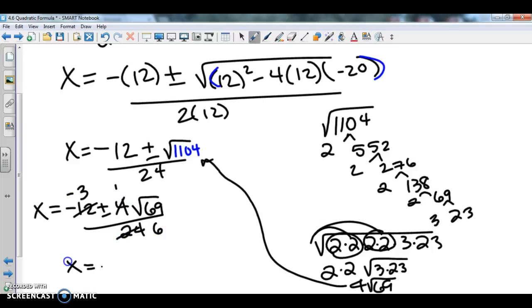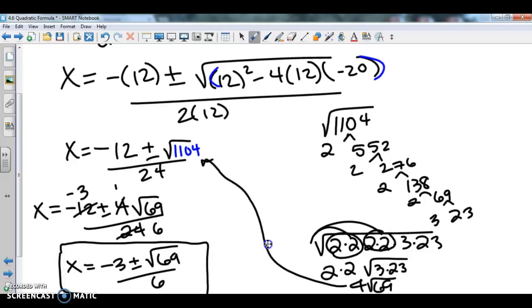So your answer is going to be negative 3 plus or minus. You don't have to include the 1 because it's being multiplied by 1. Square root of 69 all over 6. These cannot be reduced because you don't have a third number to reduce by. You have to have all 3. You never touch the square root of 69. So this is your final answer. So if you don't have a perfect square root, you want to break it down off to the side and then throw it back in and simplify if possible. So these are real answers.